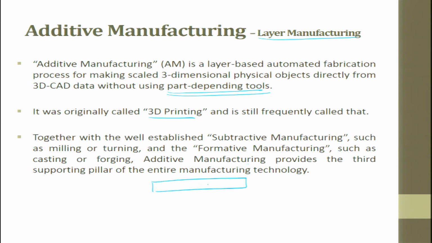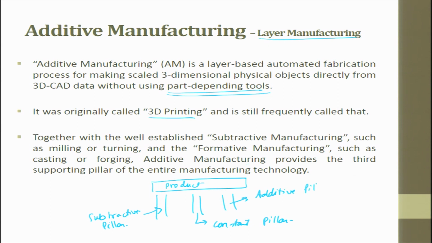So what we are trying to say is, here is a product. Here are three pillars. One is the subtractive pillar. The other one is the constant volume pillar. Subtractive pillar, constant volume pillar, and this is the additive pillar. In the constant volume pillar you have metal forming and casting. Here you have joining and additive manufacturing. In subtractive you have the conventional and the non-conventional machining processes.